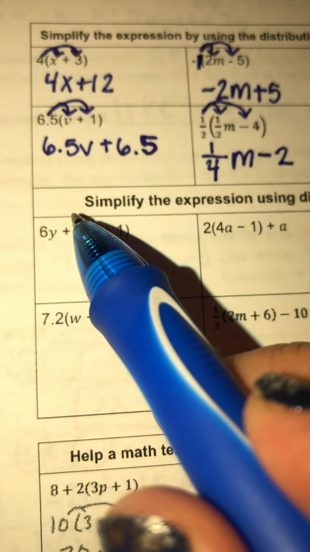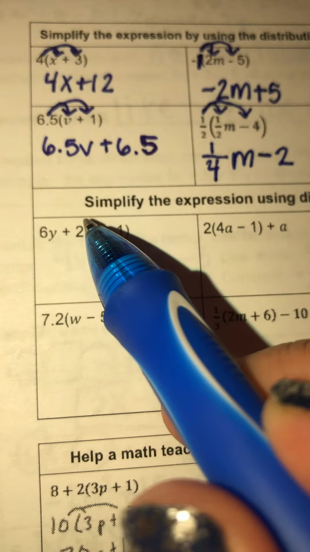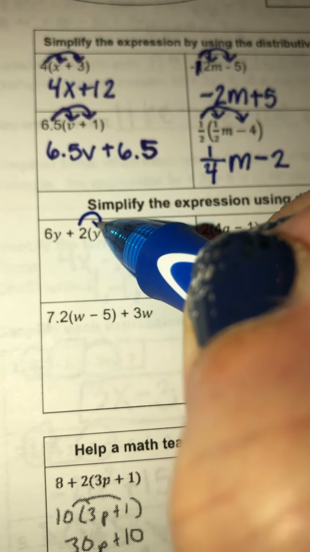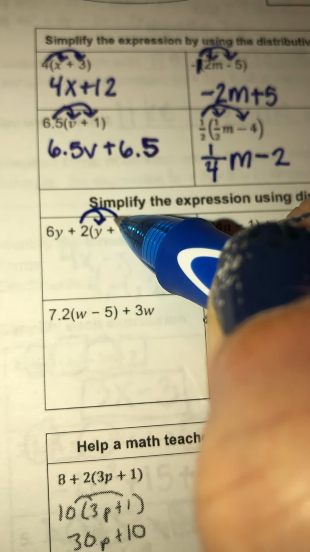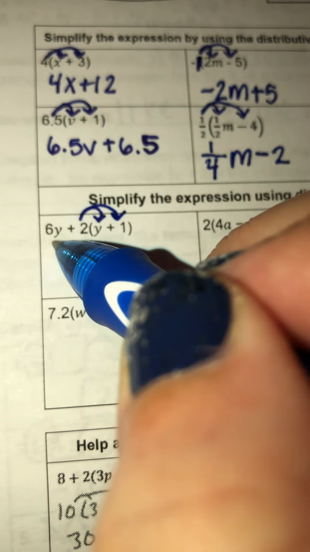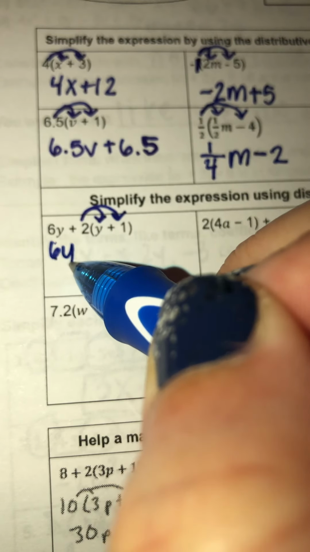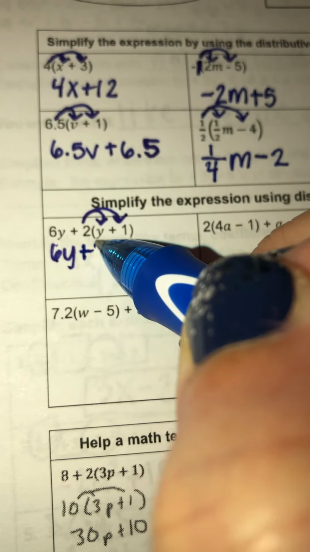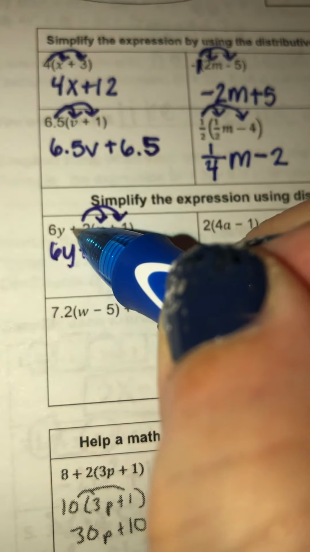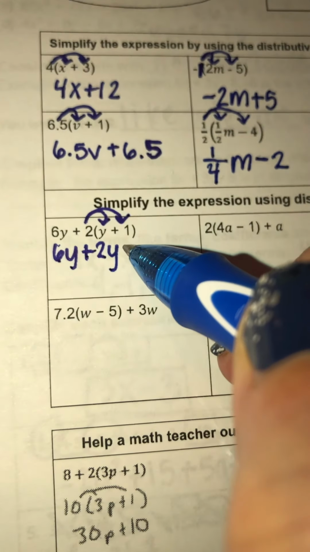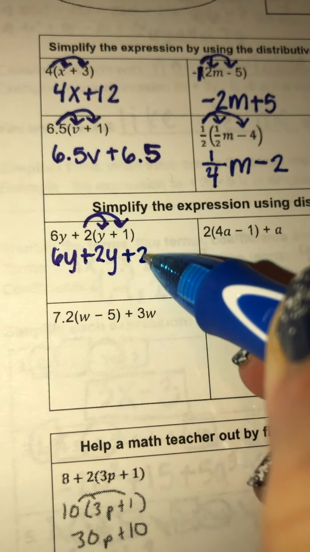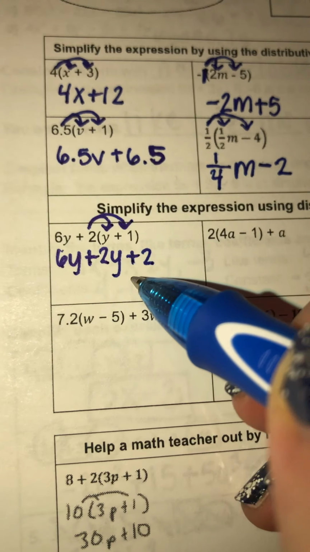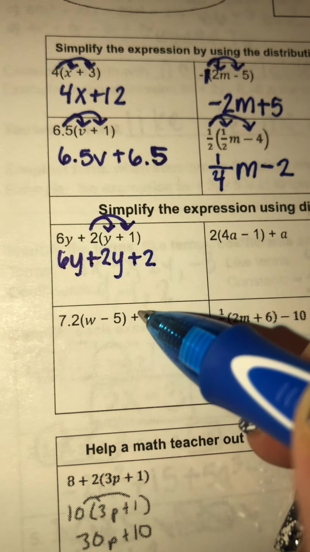I am not going to do anything with this 6y right now. So I'm going to take this positive 2 and distribute it to the y and to the positive 1. So I'm going to bring down this 6y here. Then 2 times y is a positive 2y. And then positive 2 times positive 1 is a positive 2. So all I did again was distribute the positive 2 to the y and to the 1, and I got 2y plus 2.